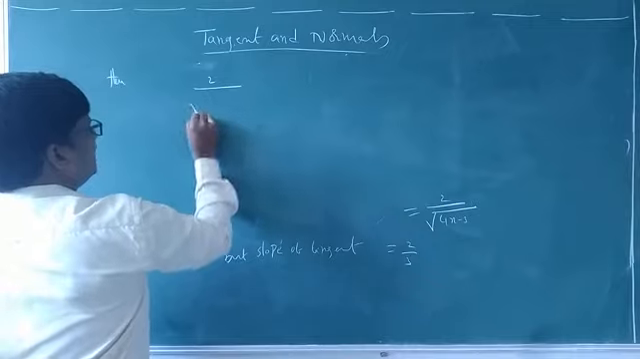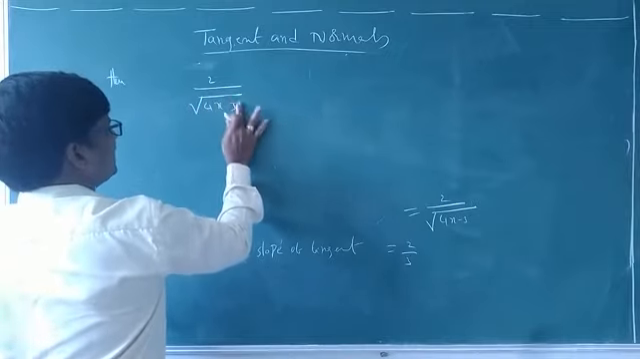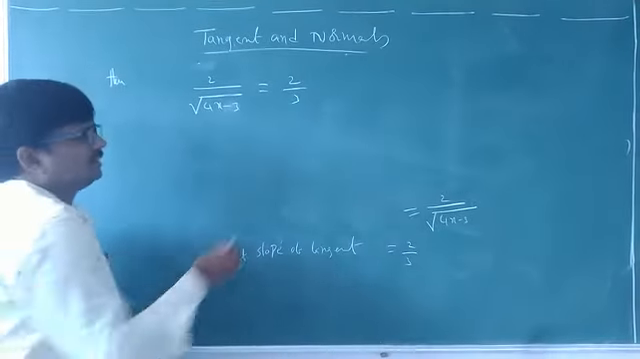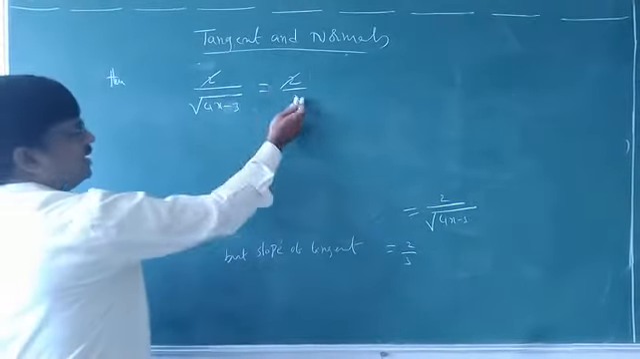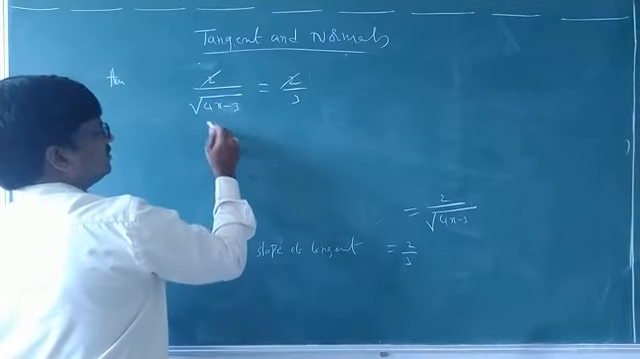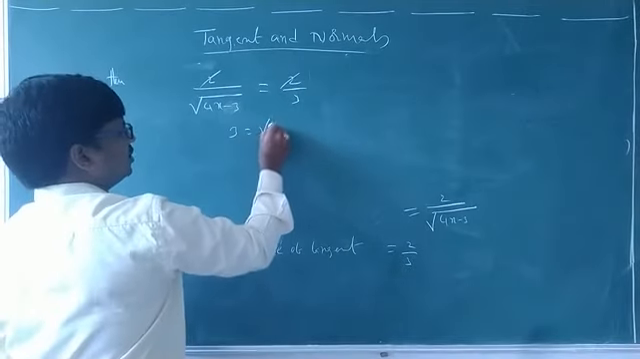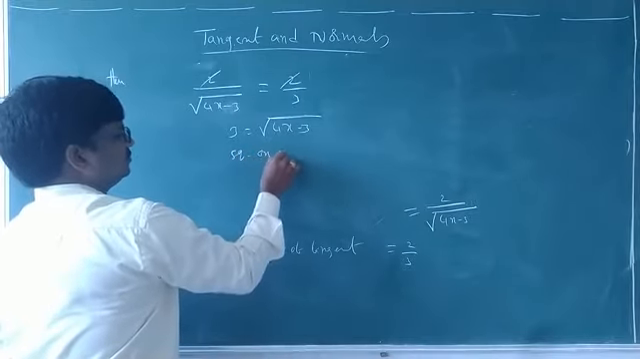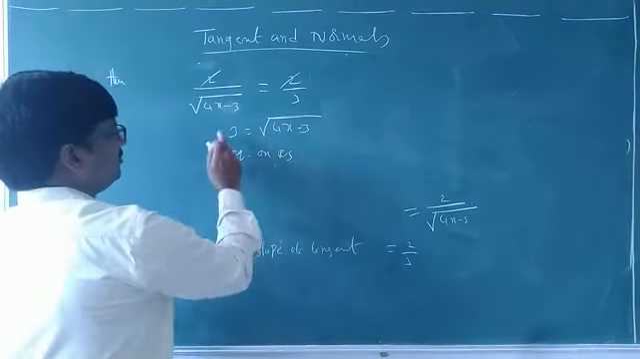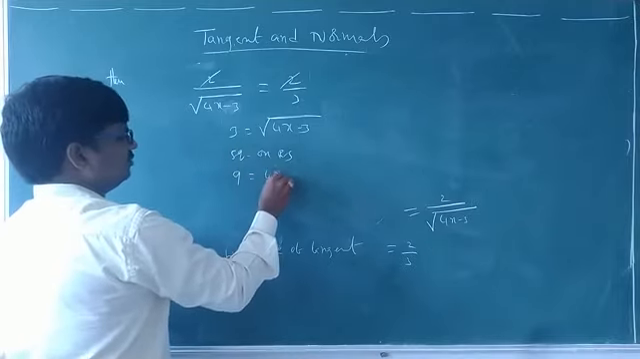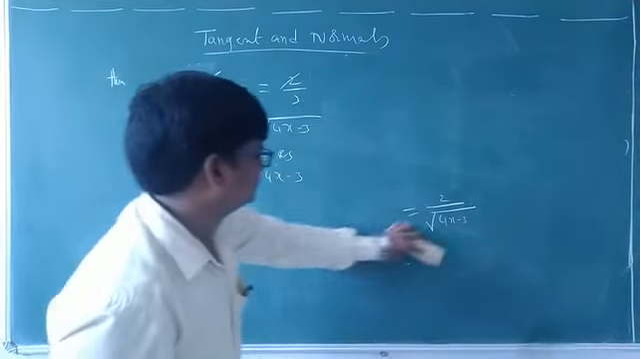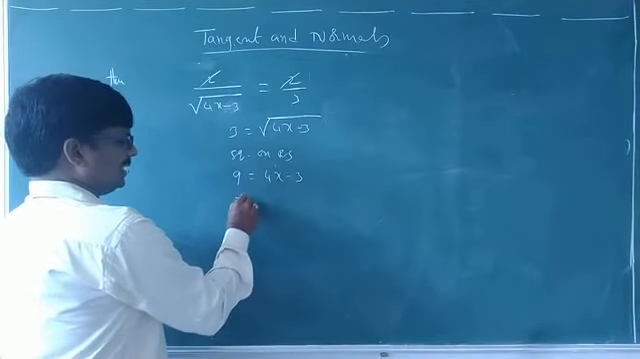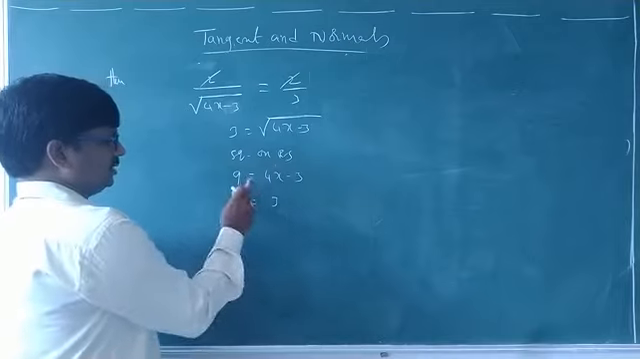Then 2 by root over 4x minus 3 is equal to 2 by 3. Right? So the 2 gets cancelled, and next take cross multiplication. So what is that? 3 is equal to root over 4x minus 3. Squaring on both sides, then what will be? 9 is equal to 4x minus 3. So 3 will become 12 here.